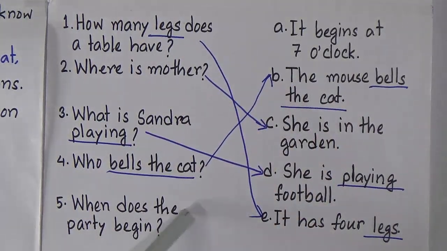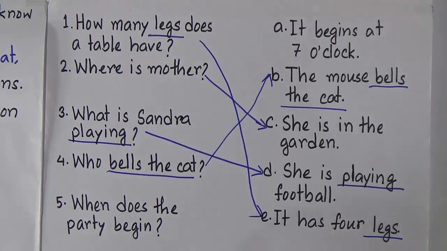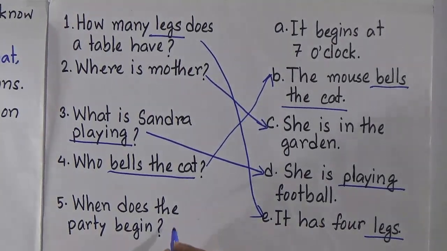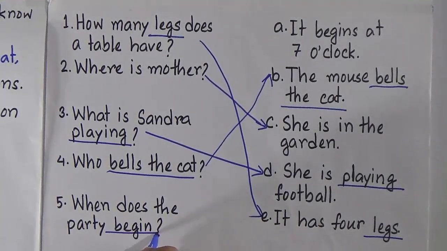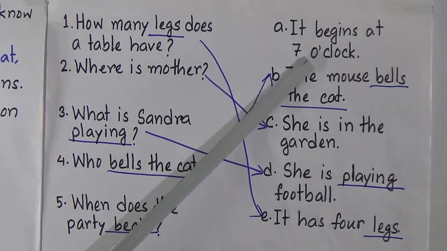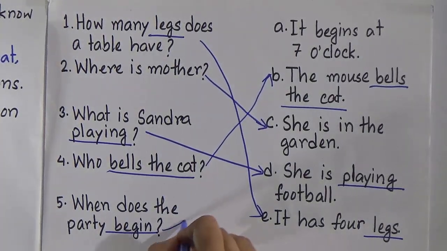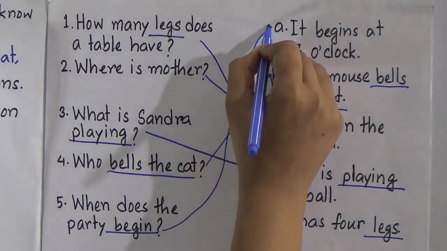Now number 5, when does the party begin? And of course 5 will match with number A because only one sentence is left. And also look, there is the word begins. We want to know about the time, and it is 7 o'clock. So number 5 will match with number A.